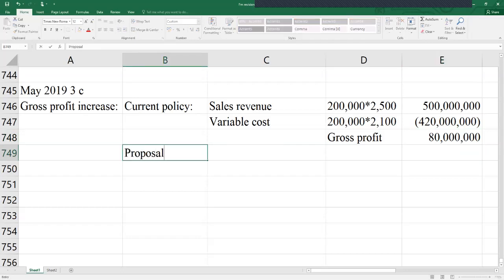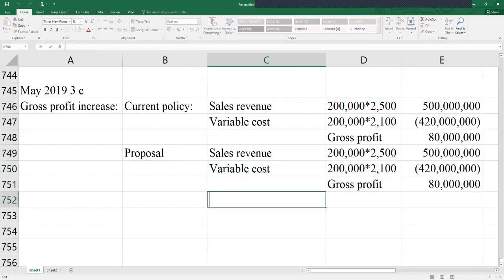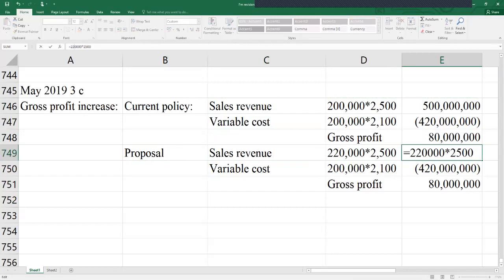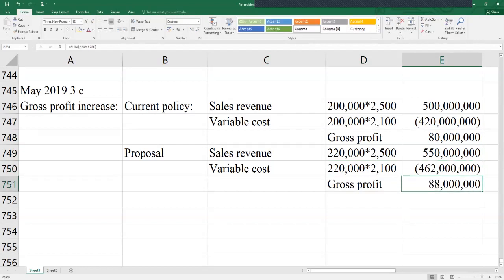Then you can do the proposal. Let me just replicate it because it's the same thing we shall be doing, with only some slight differences. In the proposal, the units are increasing to 220,000, so I simply make the adjustment. Therefore, the revenue after will be 550 million, which is 220,000 times 2,500. The selling price remains fixed. Then for the variable cost, the units have now increased, and we multiply by the variable cost, which remains at 2,100. We get 462 million to be the variable cost after.